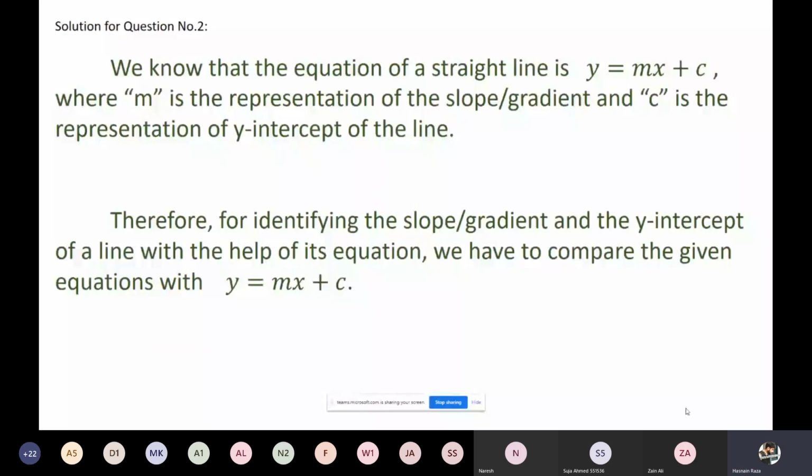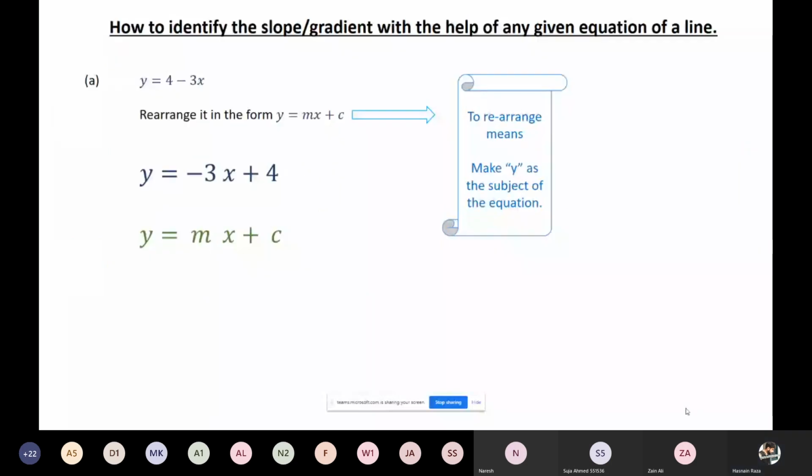I've tried to make it the best way for you people ताकि आप लोगों को सही से समझ आ जाए. So let's see. Part A. The heading is how to identify the slope or gradient with the help of any given equation of a line. The given equation is y equals to 4 minus 3x. Rearrange the given equation in the form y equals to mx plus c. What does it mean? यानी x के साथ जो भी प्रोडक्ट हो रहा है वो पहले आना चाहिए.